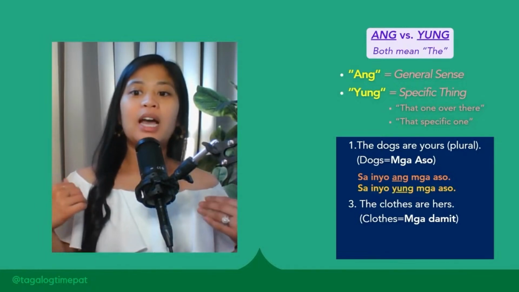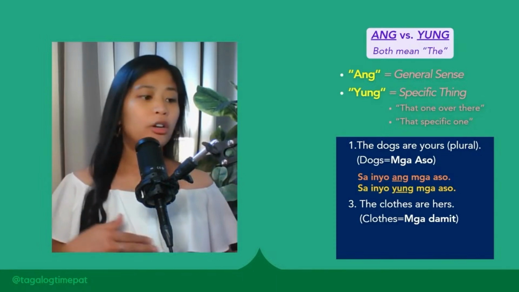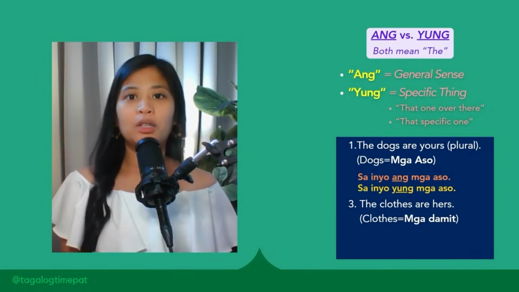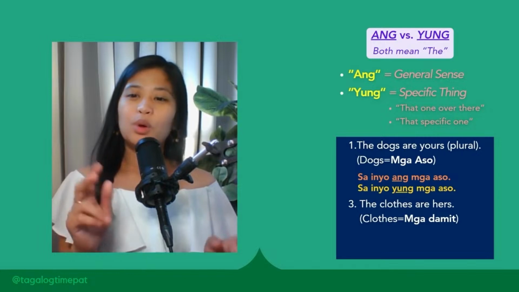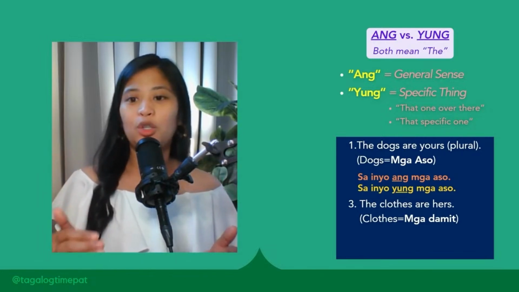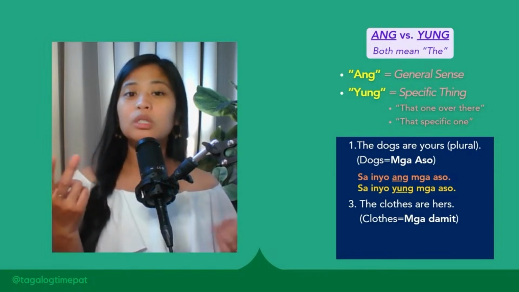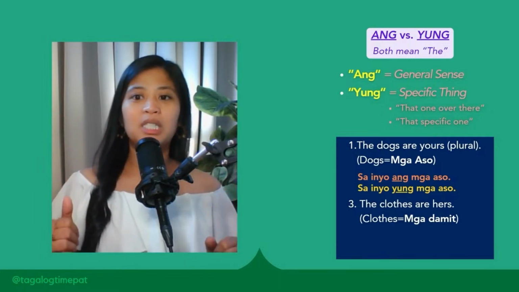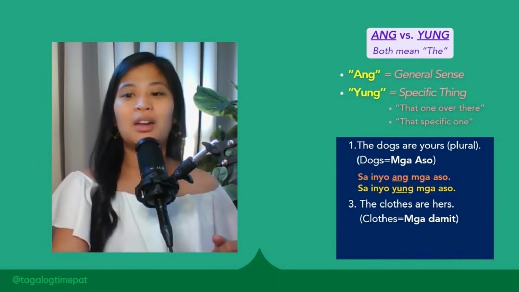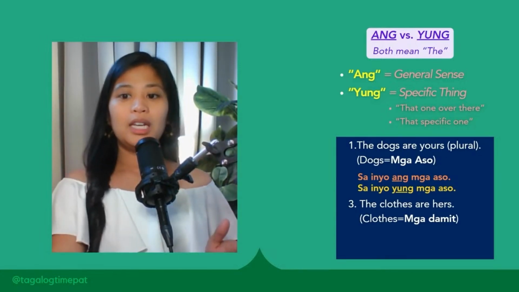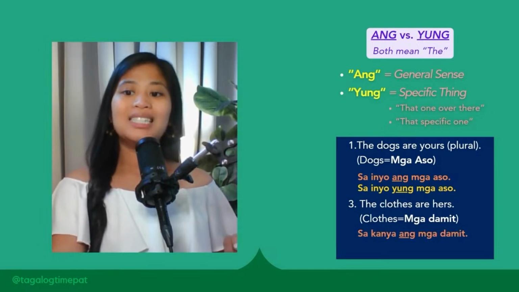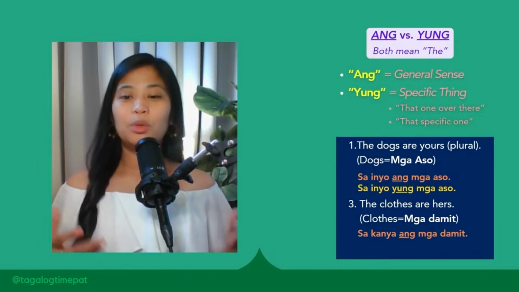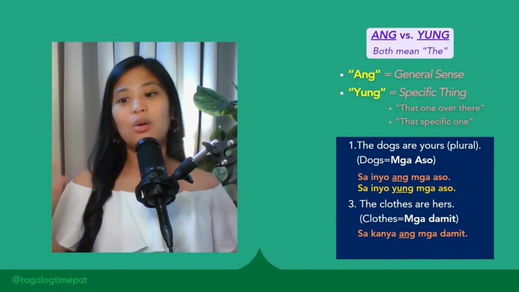Whereas if I were to say, sa inyo yung mga aso, maybe we had already been talking about specific dogs, like, oh, the two right there. Sa inyo yung mga aso, the dogs are yours. So it's a very subtle difference there, ang and yung. And oftentimes people are just using them interchangeably. But when I use yung, it's like I'm already talking about something specific. We had already been talking about some specific dogs, and I'm like, oh yeah, the dogs are yours. Now the next example, the clothes are hers, we learned, sa kanya ang mga damit. The clothes are hers. We're just talking about it in a general sense. We don't know what clothes specifically. We're just saying, oh, the clothes are hers.